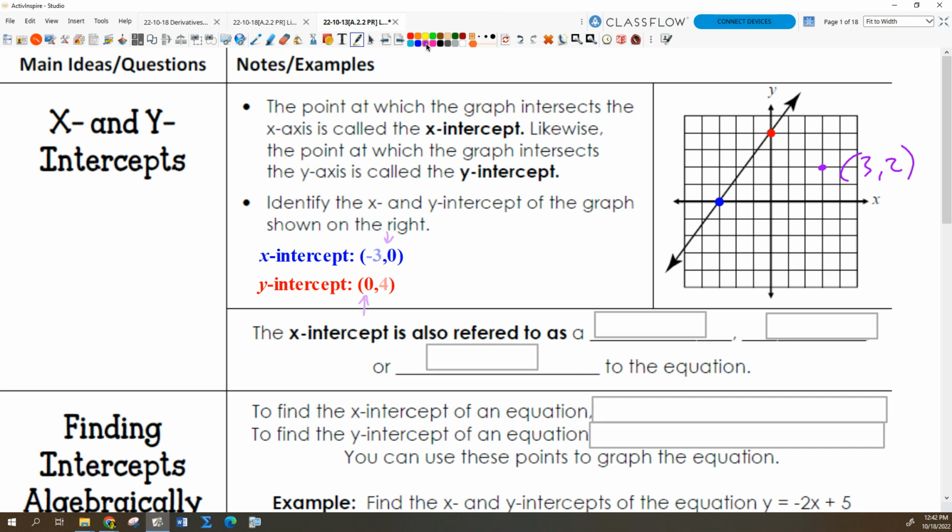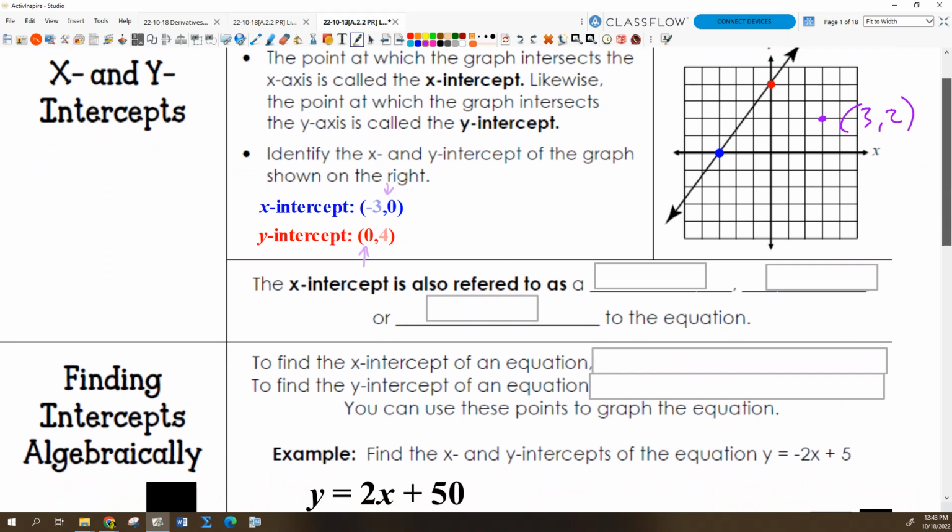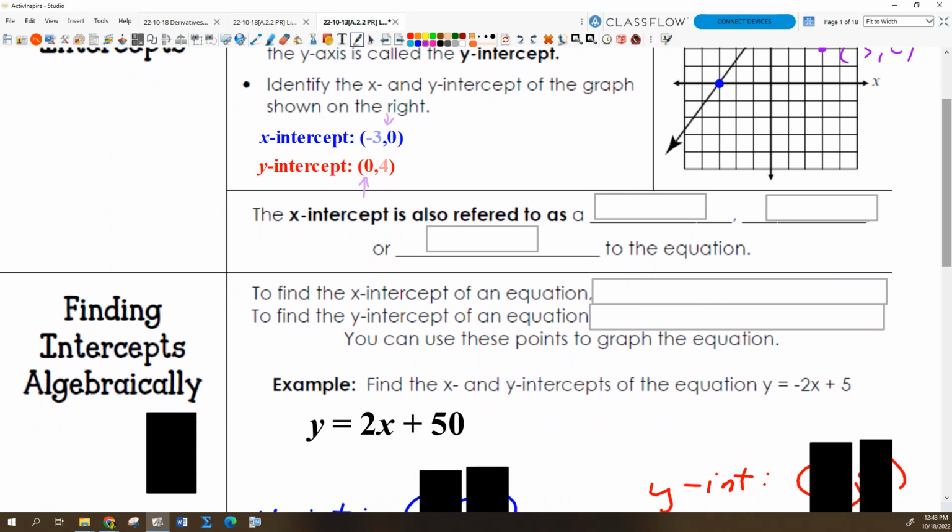The same thinking applies to y-intercepts. Y-intercepts are all on the y-axis. What is the x-coordinate of every point on the y-axis? What is that? Josie, what's the x-coordinate of any point that's on the y-axis? 0. Has to be 0, doesn't it? Okay, good.